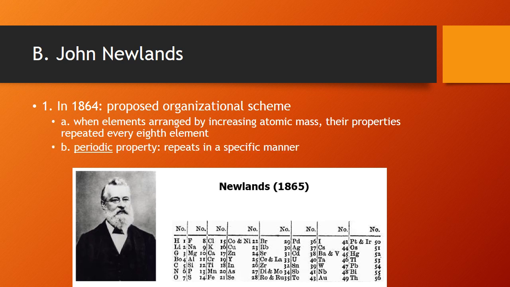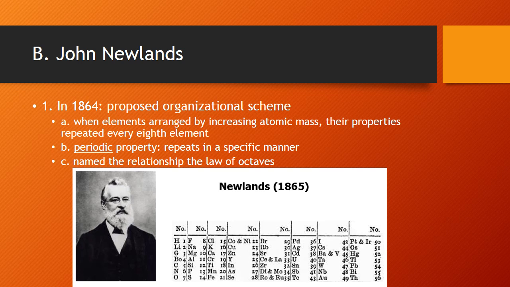In other words, this idea is known as a periodic property, simply because it's something that repeats in a specific manner. In this case, the manner being every eighth element. Newlands would name this relationship the law of octaves. The reason he called it the law of octaves is this worked the same way that a music scale does, where every eighth note you get back to the same note you start with.